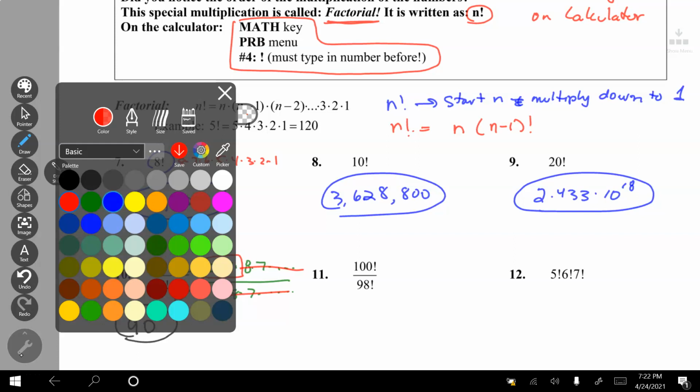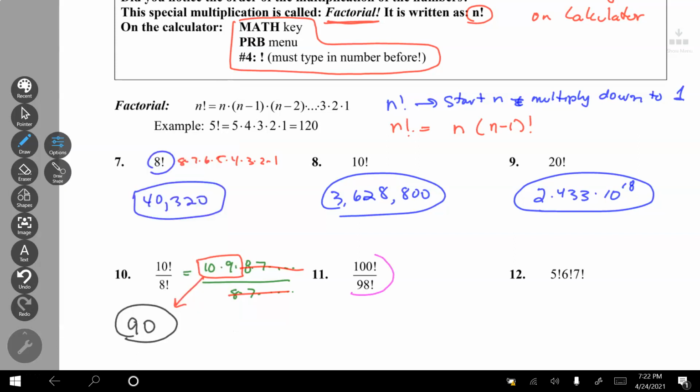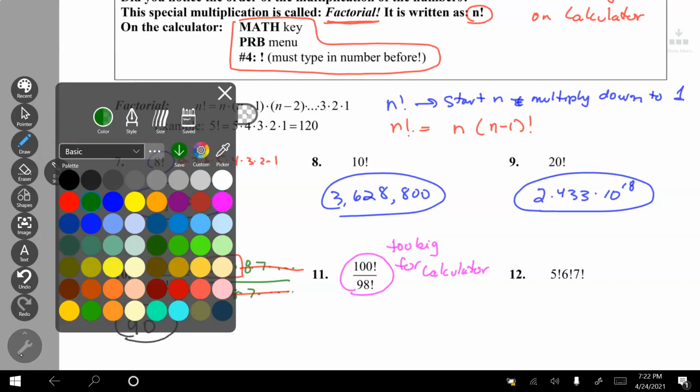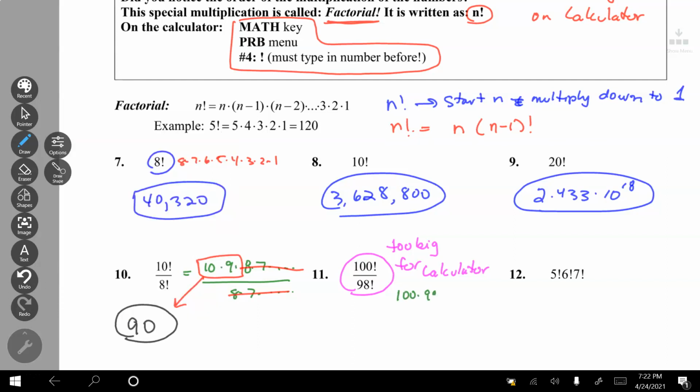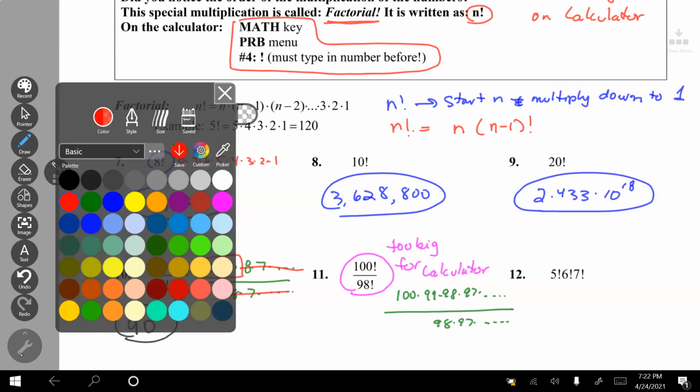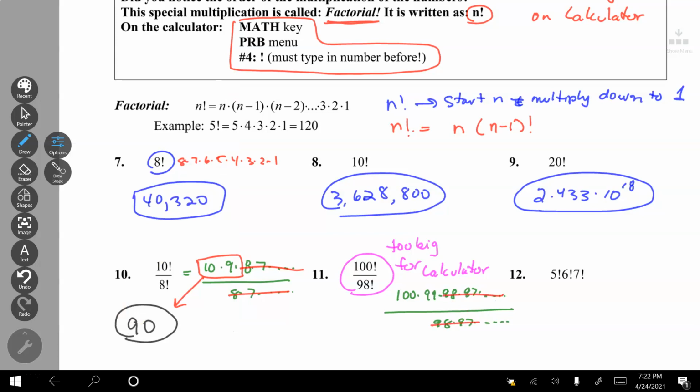Why do I say that? Because for this next problem, if I put this in the calculator, it is too big, and it gives me the error message of overflow. So when I can't do it in the calculator, I better rewrite it as 100 times 99 times 98 times 97 times boom, boom, boom, boom. And 98 factorial is 98 times 97 times all the way down. And when I do all that, the 98s and 97s cancel out. The only thing left over is 100 times 99, or I get 9900.